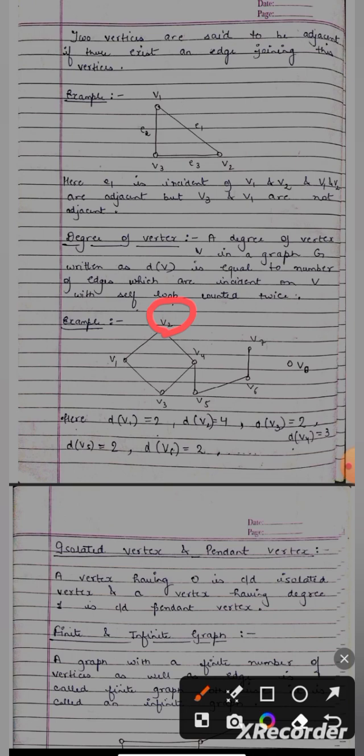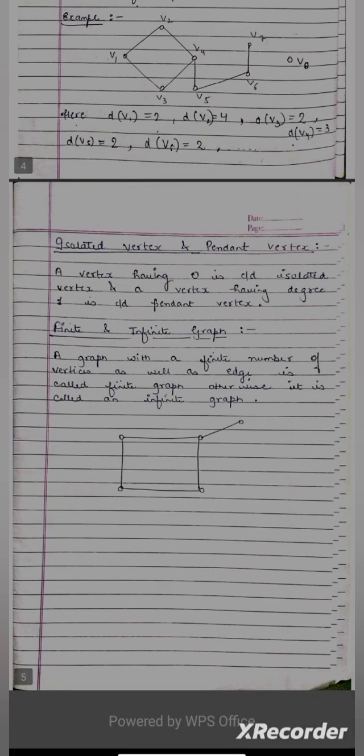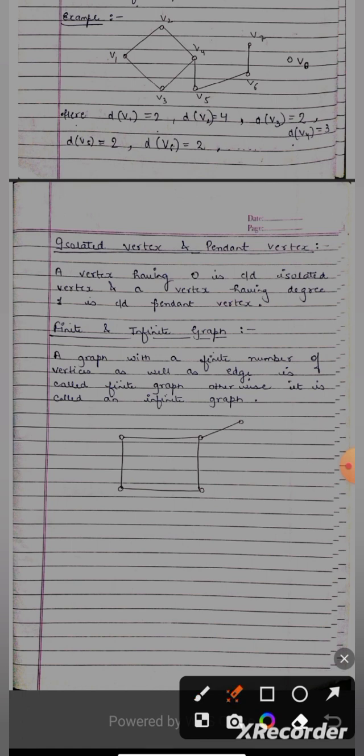Now isolated vertex and pendant vertex: a vertex having 0 as its degree is called an isolated vertex, and a vertex having degree 1 is called a pendant vertex, as we discussed earlier.